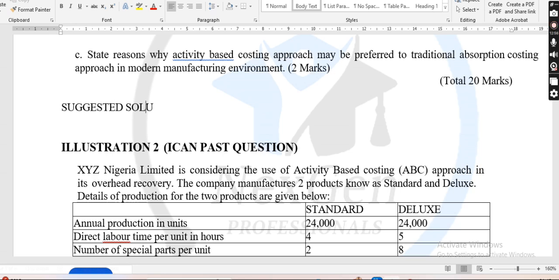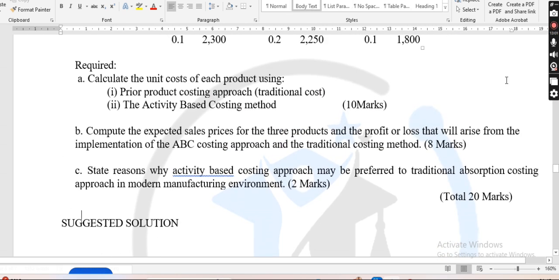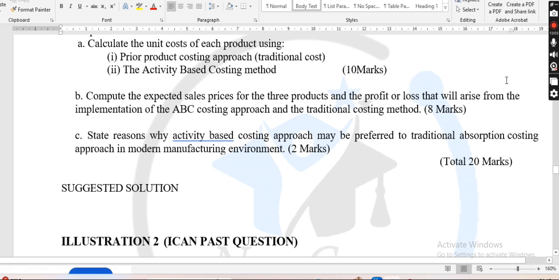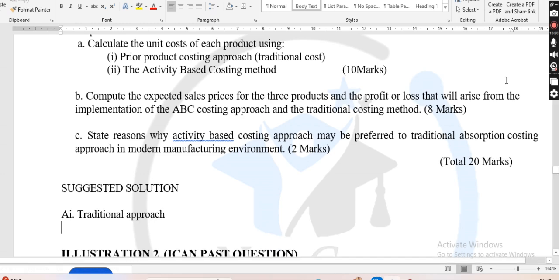Suggested solution. Traditional approach. Now, this is not ABC. This is the traditional approach, right, class?